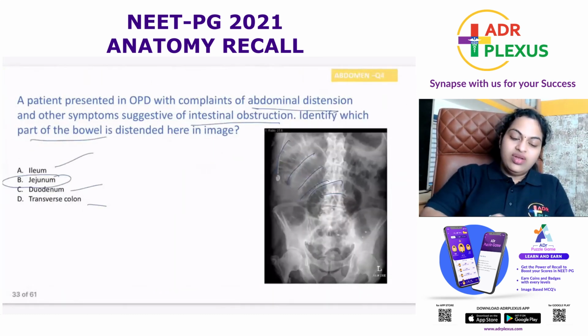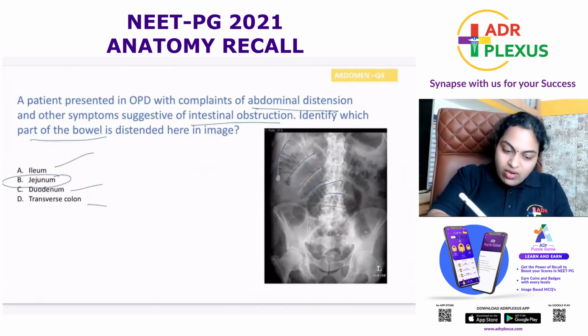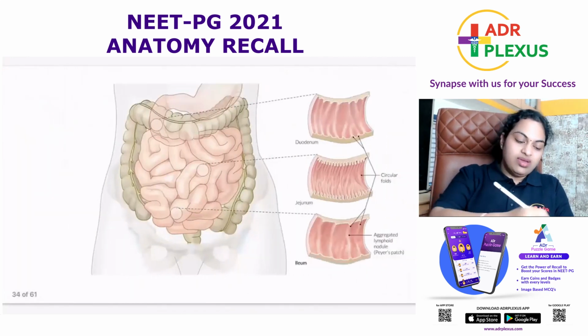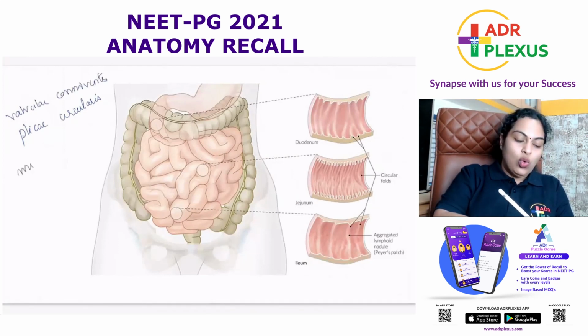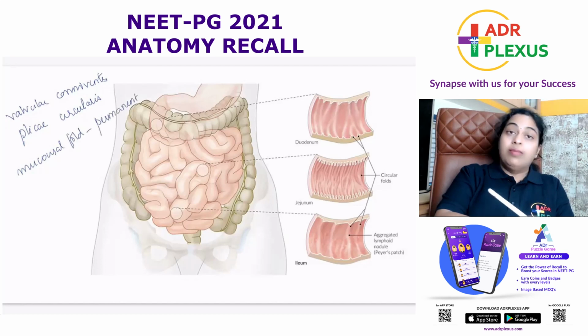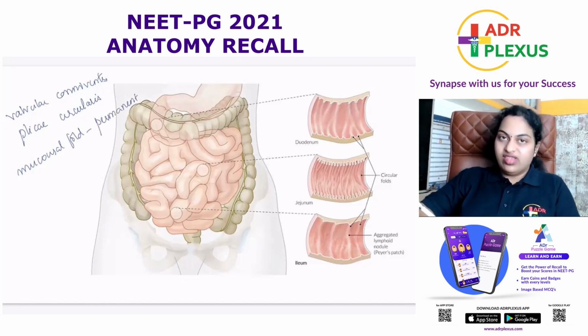So how did we identify it as jejunum? Presence of these circular folds. Can you make out these folds here within the lumen of the jejunum, giving it a feathery appearance? That is called the plica circularis or the valvulae conniventes. What are these? These are mucosal folds. Within the lumen, these are permanent mucosal folds present in the small intestine.